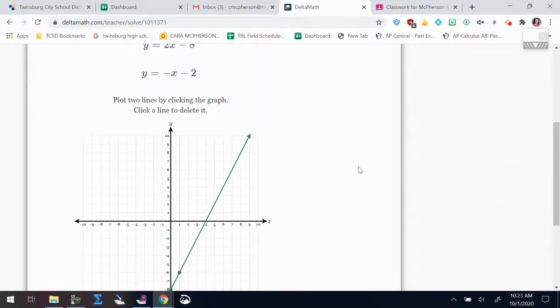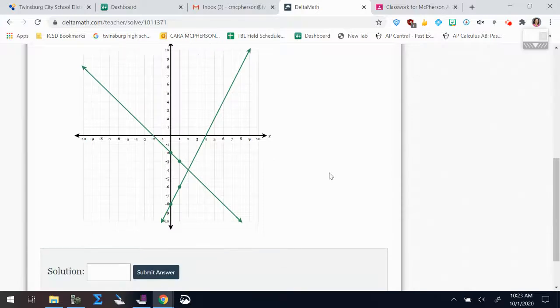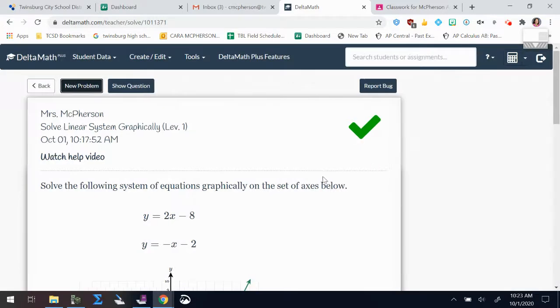The next one has a y-intercept of -2. So we're going to start at -2 and has a slope of -1. So that means it's going to go down 1, right 1. And what is really nice about this is, again, you don't have to worry about how good you are at drawing straight lines without a ruler or anything like that, because it'll do it for you. Your solution is where they intersect. So it intersects at the point (2, -4). So you want to enter your answer as a coordinate. So (2, -4), put it in parentheses because it is an x and a y. Submit your answer, and you are good.